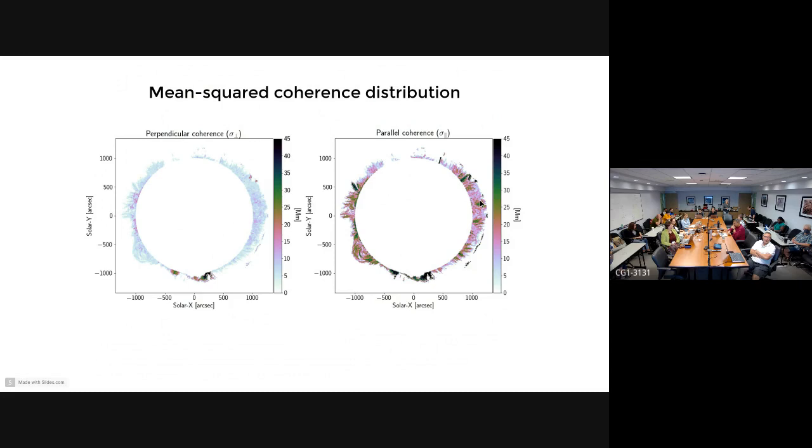So go down in the height, you mean? No, the parallel coherence. You see, there are regions like that, no? Uh-huh. So what I mean is that, in fact, you have an incoherent region. Yep.